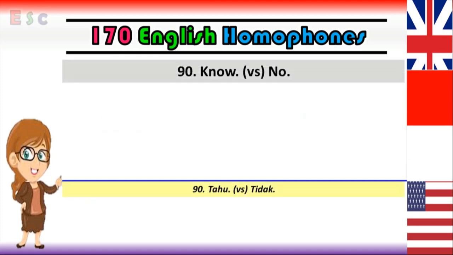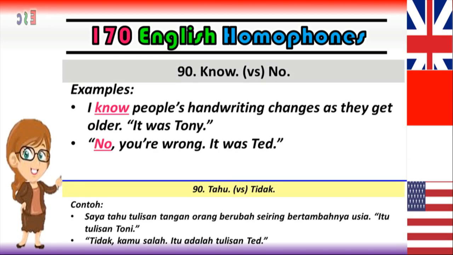90. No versus know. Examples: I know people's handwriting changes as they get older. It was Tony. No, you're wrong. It was Ted.